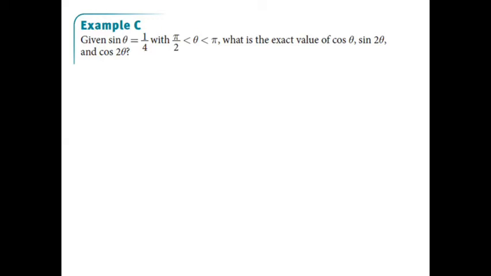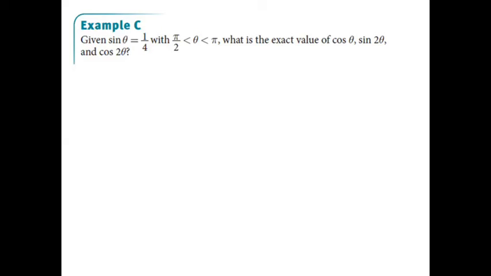In example C, we are given that sine of theta is equal to 1/4. Theta is between pi over 2 and pi, and we want to find the exact value of a few things: cosine theta, sine 2 theta, cosine 2 theta, all of those things. Well, in order to do that, we're going to do a reference triangle again.